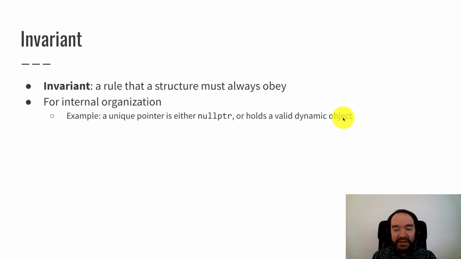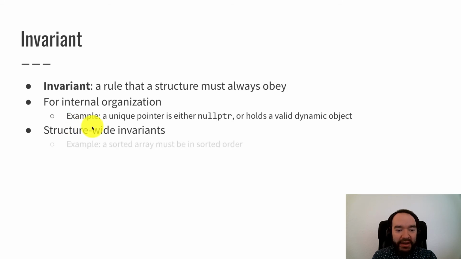So that rule means a unique pointer can't point at something else. It's not allowed to point at an invalid object. It's not allowed to point at a stack allocated object. The rule for unique pointer is it's either null, meaning nothing, empty, or it holds a valid dynamically allocated object.